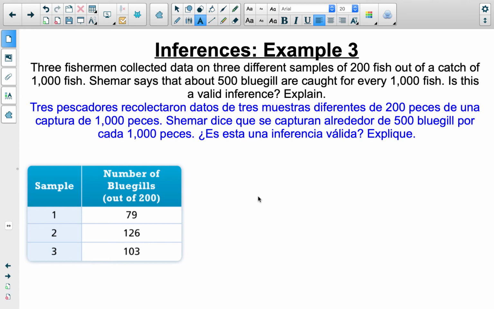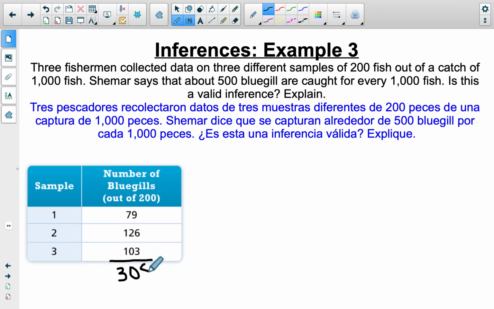Yes or no? Well, the first thing I'm going to do is find the total here, and the total ends up being 308. Now, why did I do that? Because it's going to provide me with some useful information. This is telling me three fishermen collected data on three separate samples of 200 fish. Out of the 200, 400, 600, right? Because they're taking samples of 200 fish.